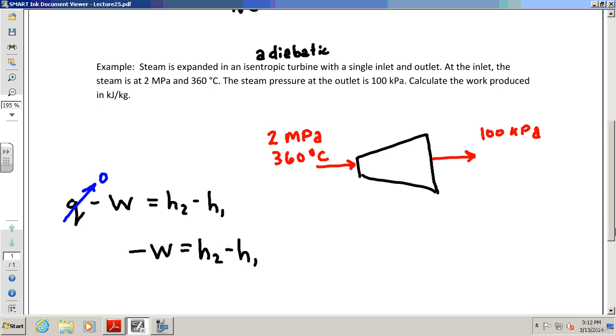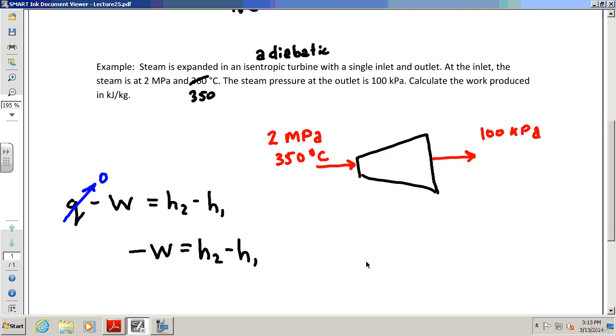So if I can just get my enthalpies, I can easily calculate the work produced in kilojoules per kilogram. All I have to do is get my enthalpies. Sorry, let me change this. I don't want to interpolate today. We're going to change this to 350 degrees Celsius. Sorry, I'm lazy. We only got 2 minutes left. We're not going to interpolate.